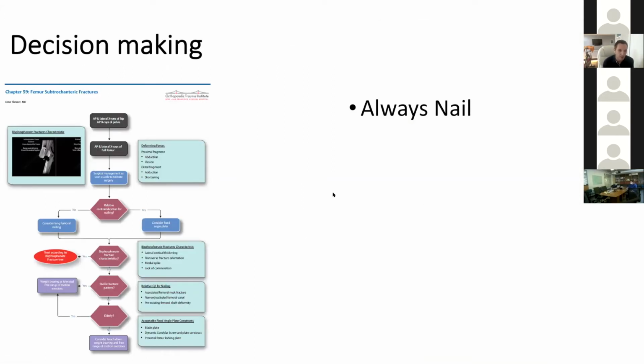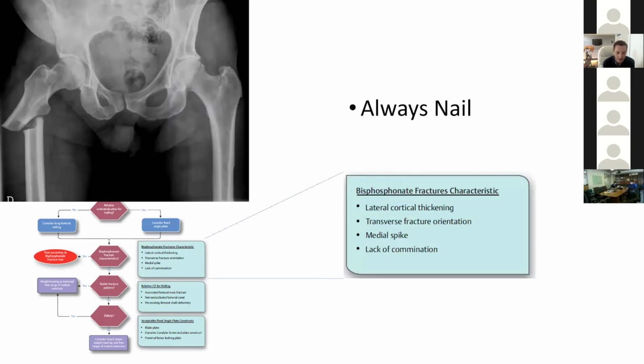Decision making, another algorithm by Dave Shearer in the OTI decision making book, but really it can be summarized to always nail these fractures. One nice thing that Dave put in here is that these fractures nowadays are typically seen as a pathological fracture, or a Fosamax fracture, or bisphosphonate fracture. So look out for that. When you see a subtroch fracture, look out for the signs of a bisphosphonate fracture, like lateral cortical thickening, transverse fracture type, medial spike, which I don't know if you can see here, and lack of comminution.